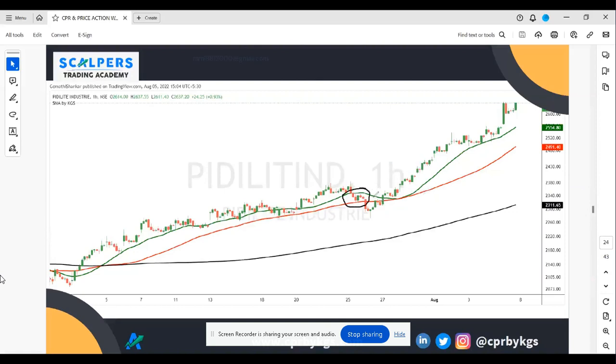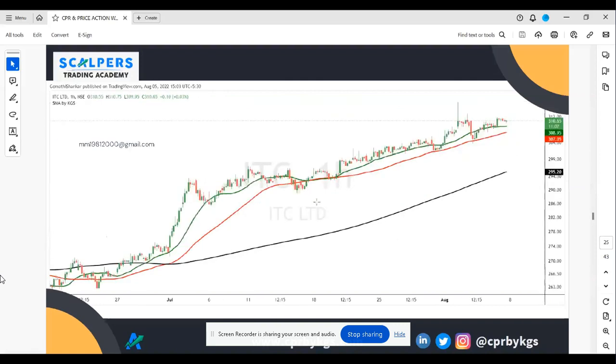Here 20, 50 failed to act as a support. Now 20, 50 should act as a resistance, right? But 20, 50 is not acting as a resistance. Once again, they started to provide support. That's the reason for the trend extension. The trend is continuing. And again, ITC, same example. Here, the candles are getting support at 20, 50. All the 3 are getting energy from 200. 200 is the powerhouse. So the market is going up.